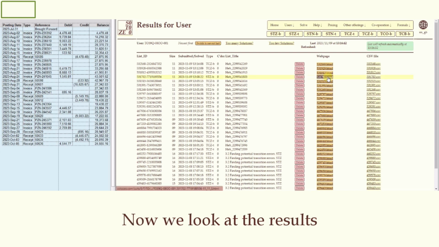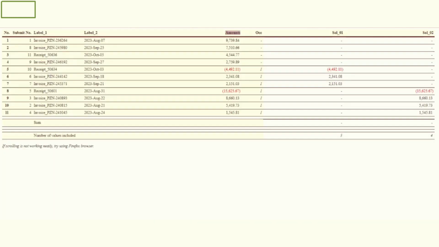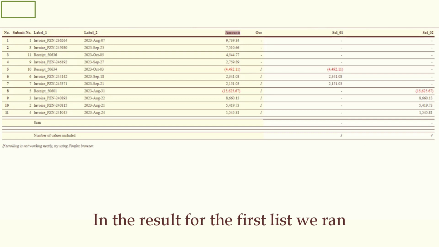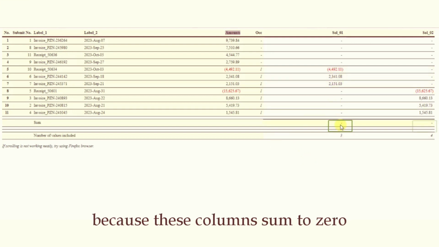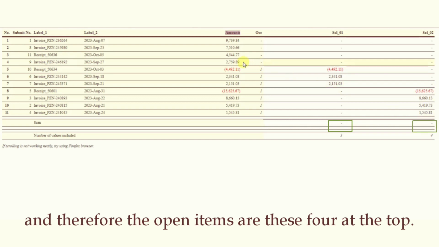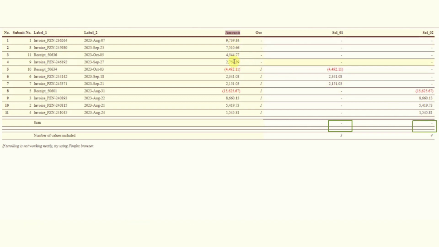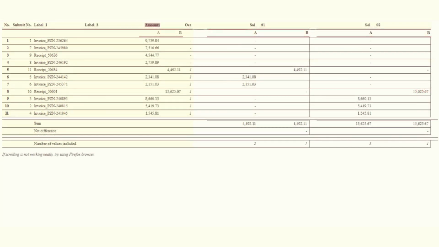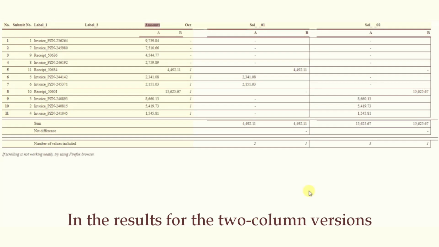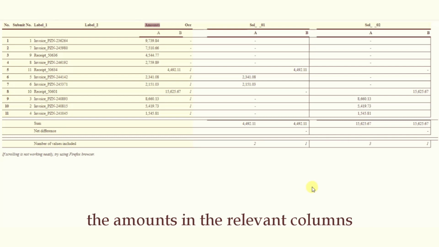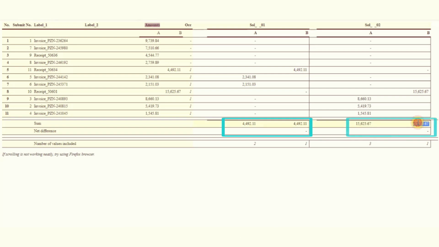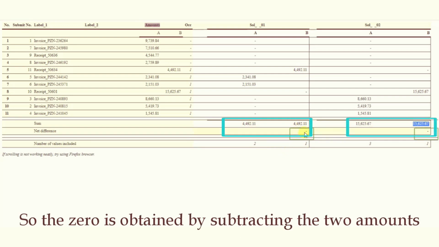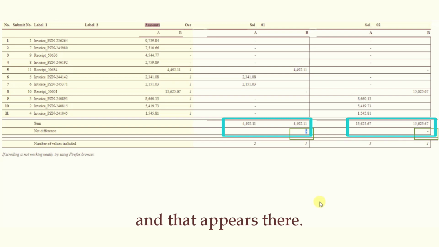And now we look at the results. In the result for the first list we ran, it is particularly obvious to see the transactions which net out because it shows you that they sum to 0, and therefore the open items are these numbers at the top here. In the results for the two-column entries, we see the transactions which net out because the relevant amounts from the two columns sum to the same total here and here, and again for there and there. So the 0 is obtained by subtracting the two amounts, and that's the amount that appears there.